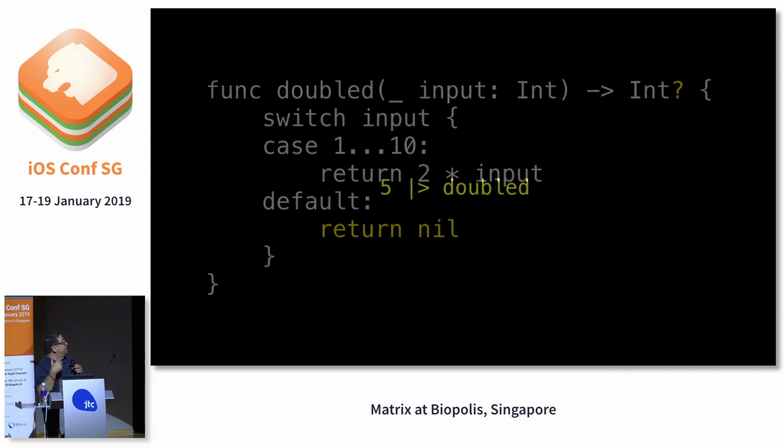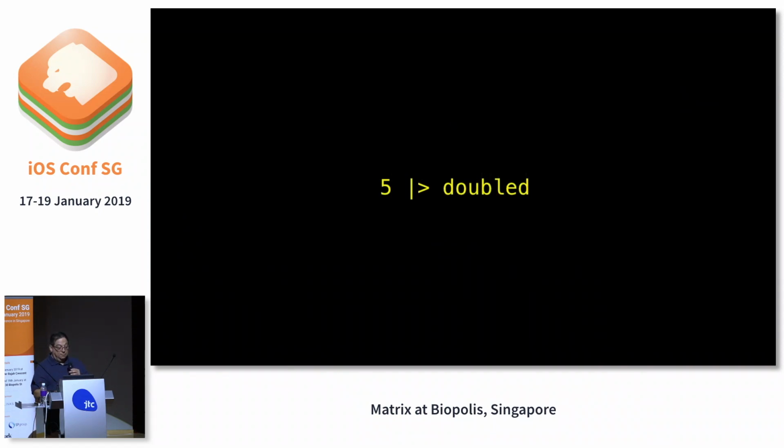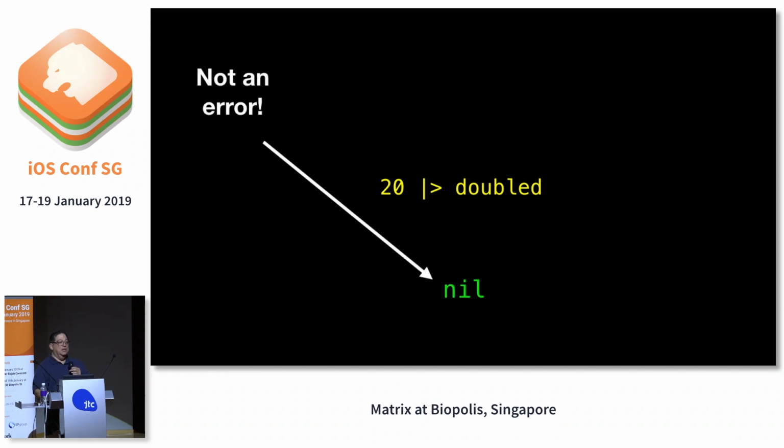And this time when I take 5 and I double it, I get the optional 10. So I get my answer, but it's wrapped up inside of an optional. And when I take 20 and I double it, it's nil. And the really nice takeaway here is it's not an error. Things didn't crash. I go on with my life.